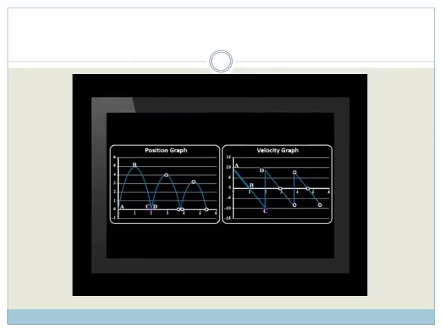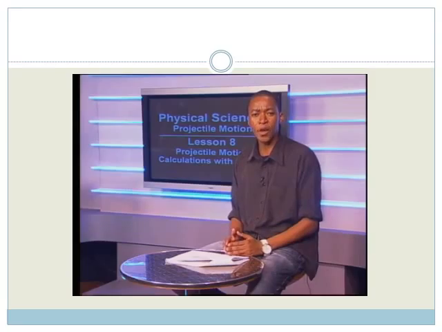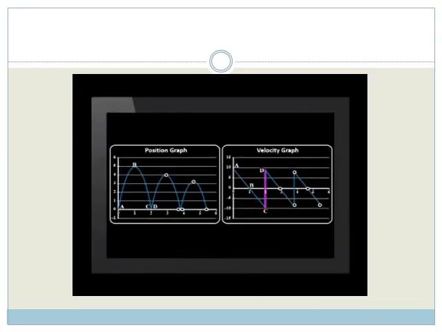Is the gradient of line AB the same as the gradient of line BC on the velocity time graph? Yes. They are equally steep and slope in the same direction, negative slope. This is because the ball is in free fall for AB and BC. So the ball is accelerating at negative 10 meters per second squared for both intervals. Is the object in free fall from C to D? No. From C to D, the ball touches the ground, which exerts an upward force on the ball.